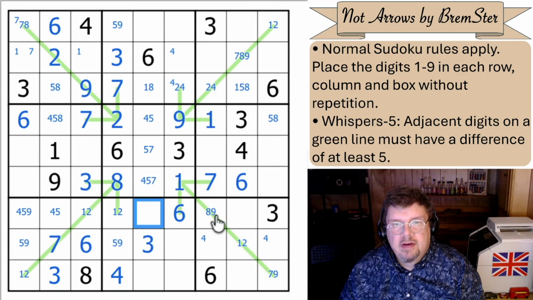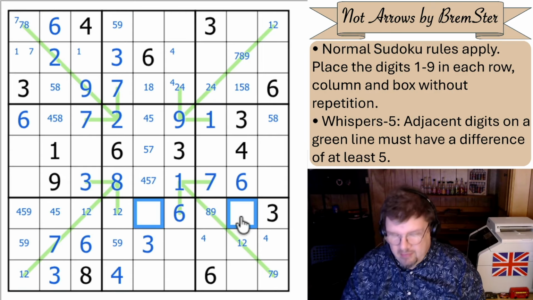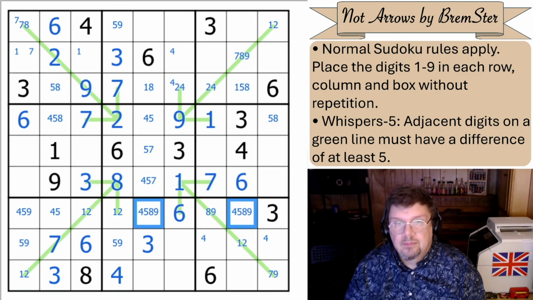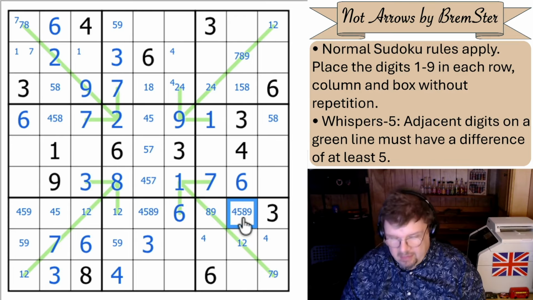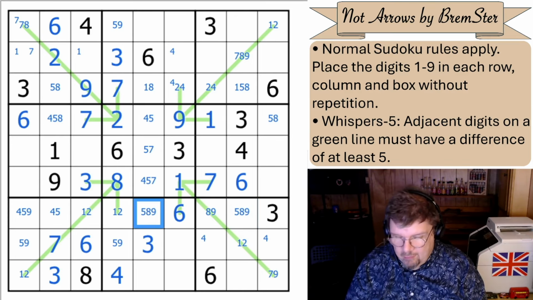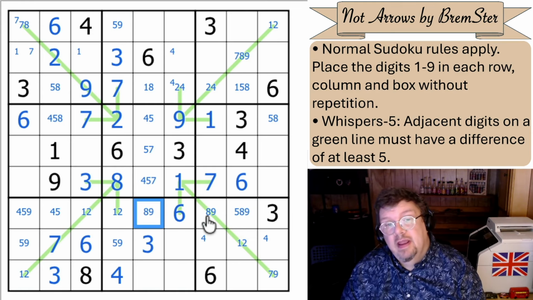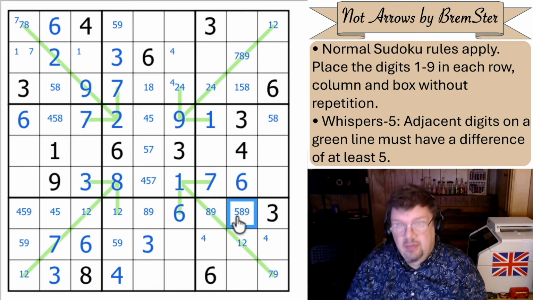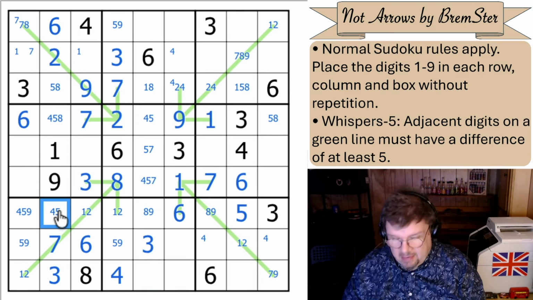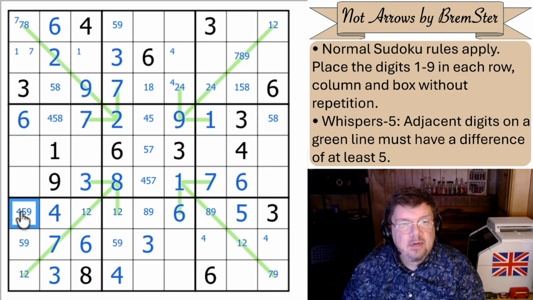For the row, I need 4, 5, 8, 9. That can't be a 4. That can't be a 4 or a 5. That gives me an 8, 9 pair. So that's a 5. That makes that 4. And I've missed a 7 in the row.